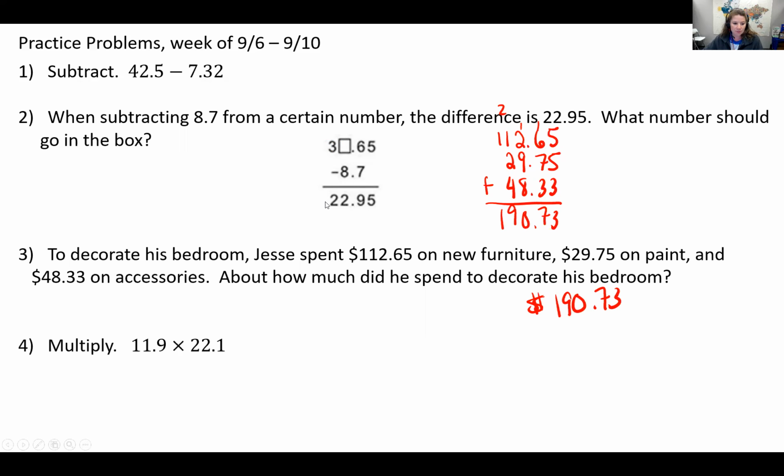All right, then we're going to multiply. Going to line up those last digits. While we're multiplying, we're not worrying about those decimals till we're done. So I'm going to multiply 9 times 1, 1 times 1, and 1 times 1. So then to get to the 2, I'm going to add a 0. So 2 times 9 is 18, carry the 1. 2 times 1 is 2 plus 1 is 3, and 2 times 1 is 2.